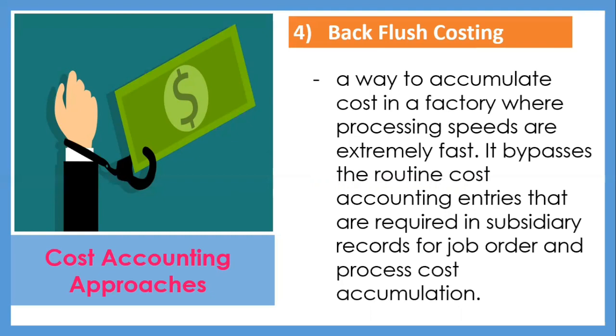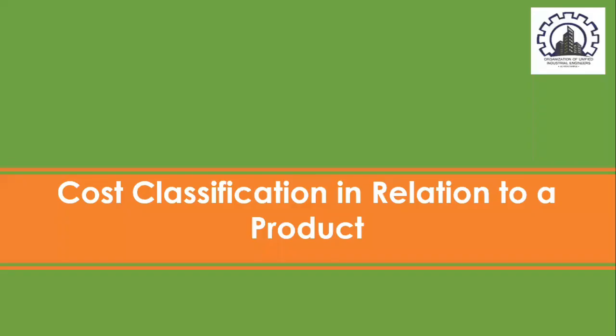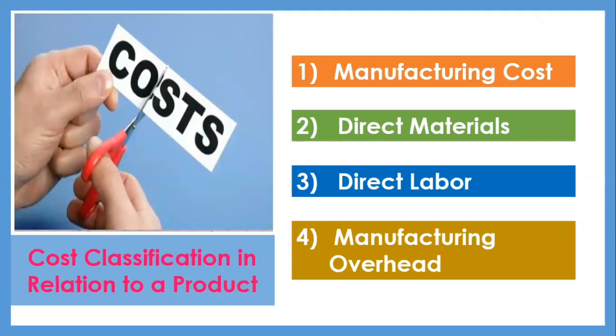All right, so the next key area that we're going to be highlighting right now would be cost classifications in relation to manufacturing, in relation to products. Now, there are four types of cost classifications in relation to a product. First, we have manufacturing cost. Second, we have direct materials. Third, we have direct labor. And finally, we have manufacturing overhead.